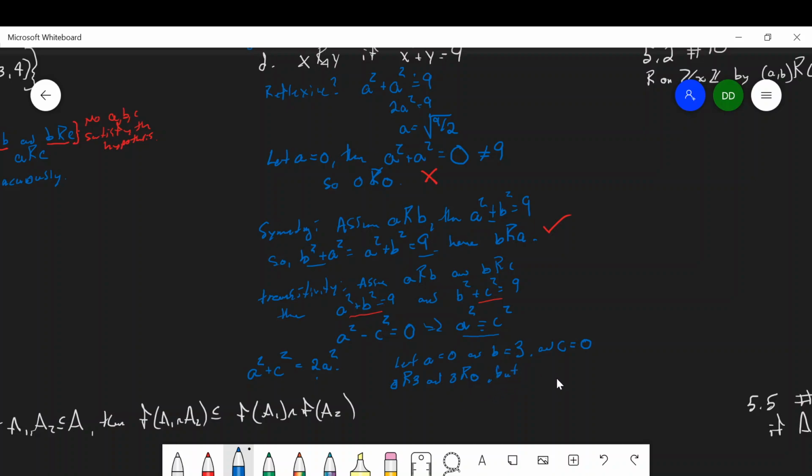But is 0 related to 0? No. 0 is not related to 0. And so this fails transitivity. I found a triple, 0, 3, and 0, such that a is related to b, b is related to c, but a is not related to c. And so this fails transitivity.